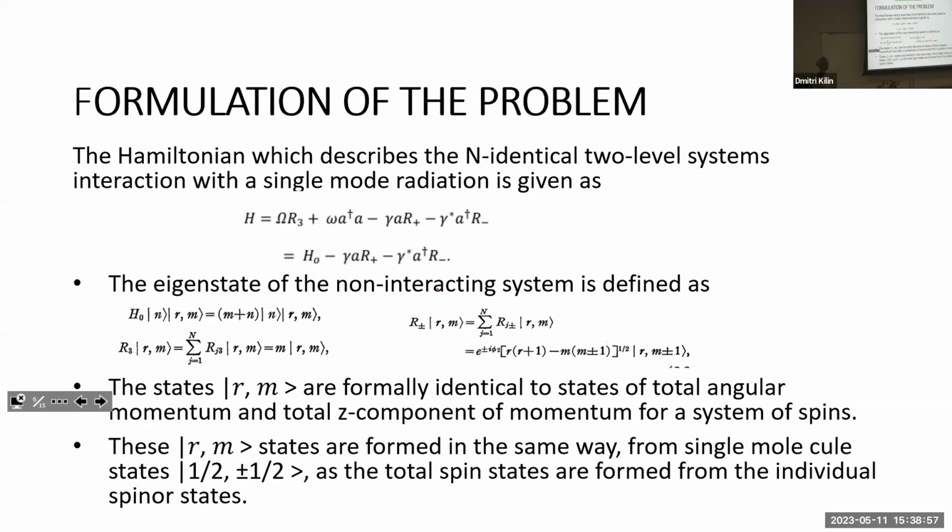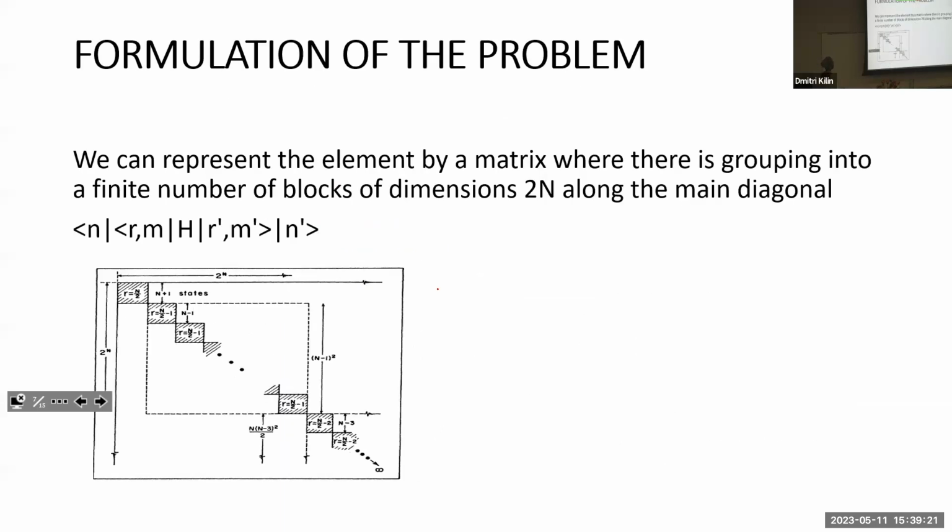Something I forgot to mention: because of commutation relationships, it was noticed that this total Hamiltonian commutes with H0 and R3 commutes with both of them. So we can say that they both have the same eigenstates. And because of that, we're able to get something like this.